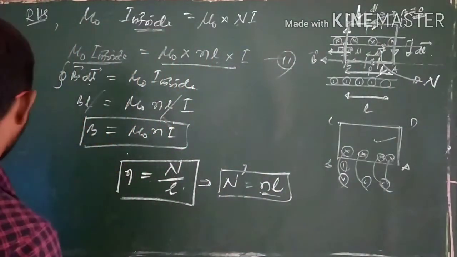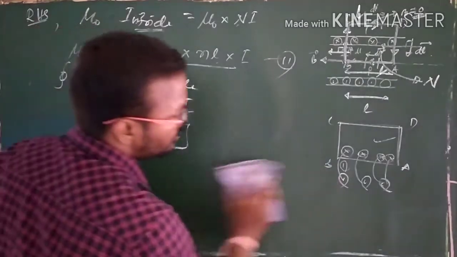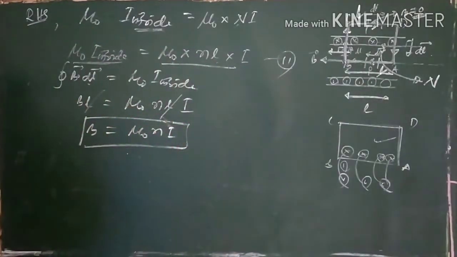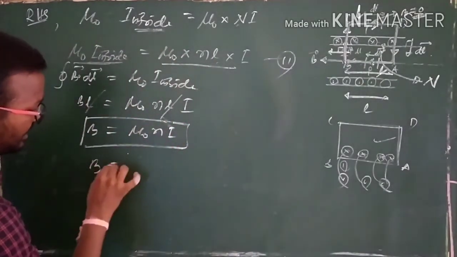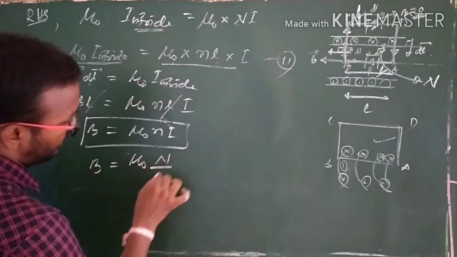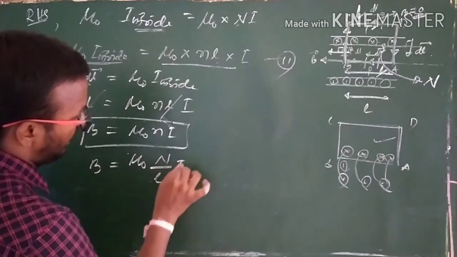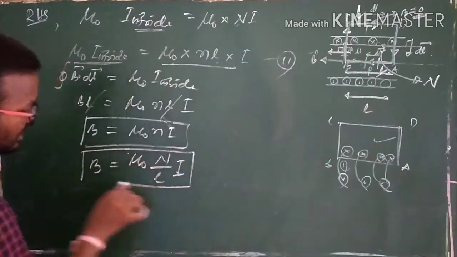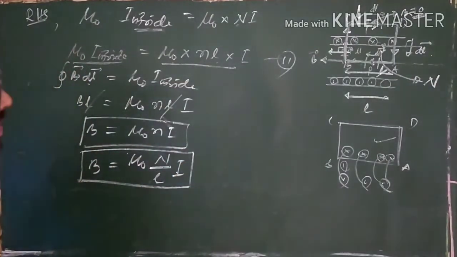Clear? Okay. If we want to write the magnetic field strength in terms of the total number of turns, we can write mu naught capital N by L into I. This is the total magnetic field strength inside the solenoid.